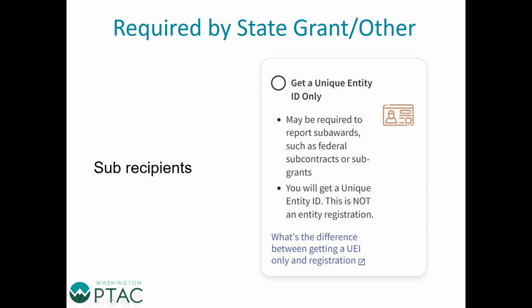So this option may be required, as you all are finding out, by sub-recipients of federal grants, such as state agencies. The UEI number is used by the state agency who's moving the grant through to check on your entity to ensure that you're not debarred from receiving federal funding. That's the point of the UEI and what they're using it for.